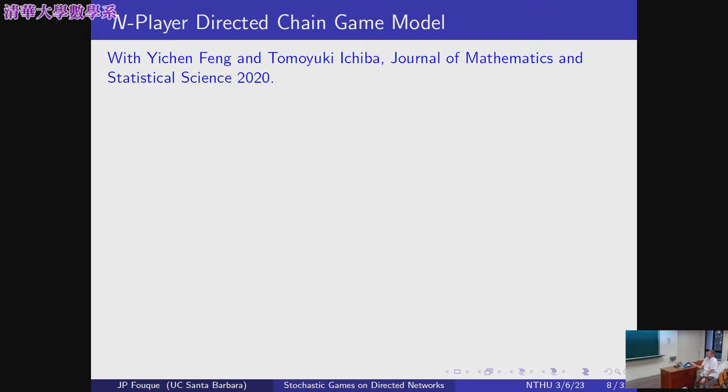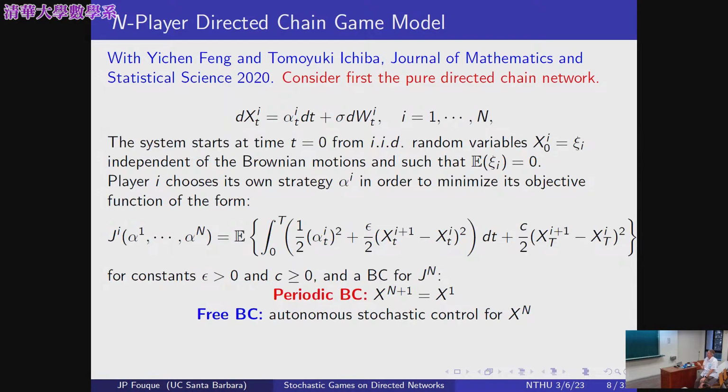Right, so this is a work that we did with Ichiba and Tomoyuki, published in this journal. So first we consider the pure directed chain. Right? U is 1 to make things simpler. So let me describe the game. The game I'm considering, and keep in mind that we wrote this game, and in my mind the Nash equilibrium for this game should be the one we described before, and the answer will be no.